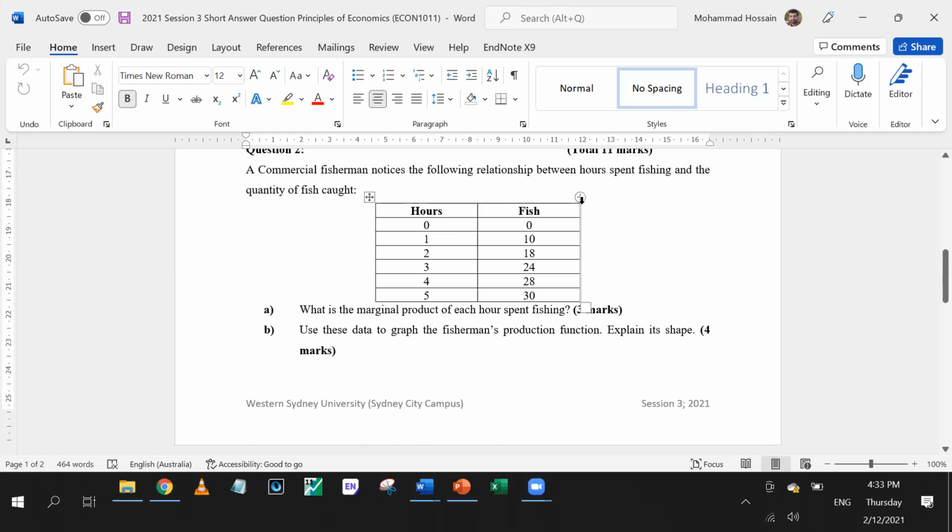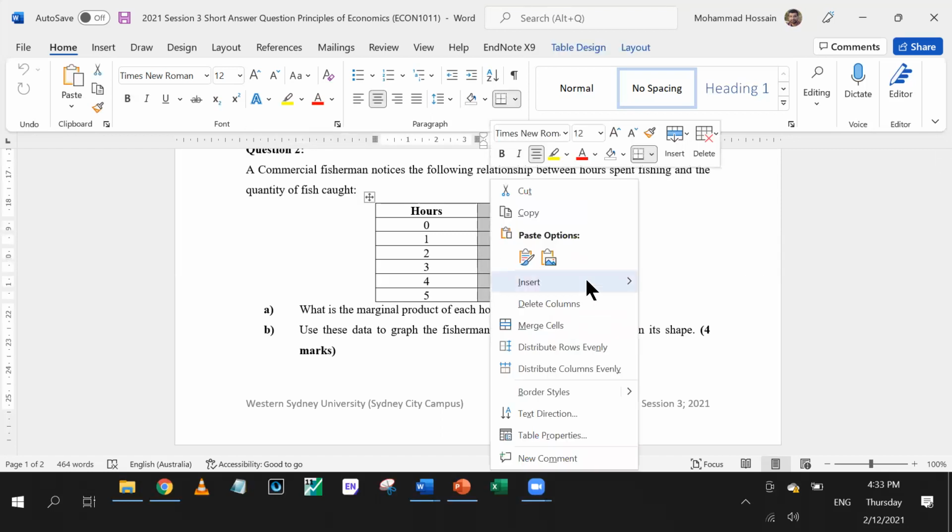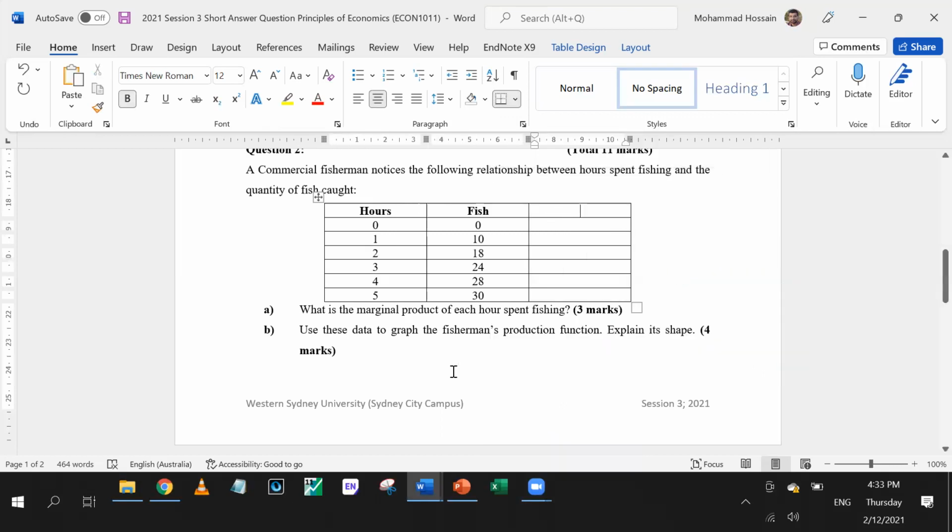Show it in another column you can make on the side here. You can copy this, that's okay. You go right down here, marginal.